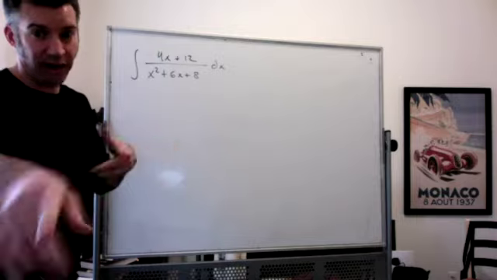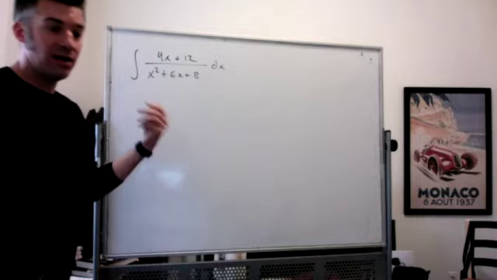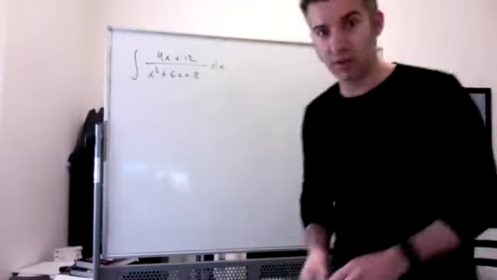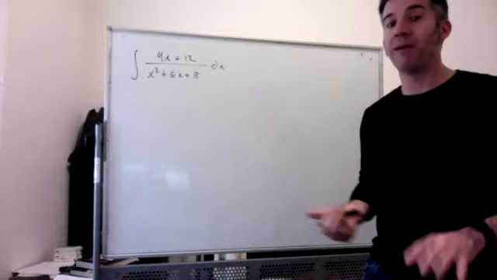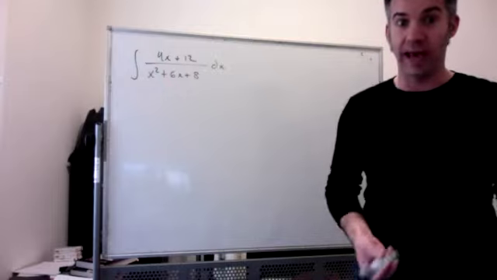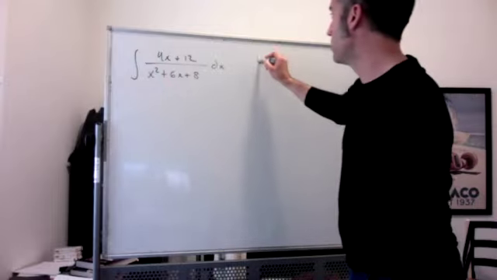Can I do something else first? Sometimes it looks like we could for sure do partial fractions, but I would much rather do the u sub that actually works here. So here you could do a u sub.